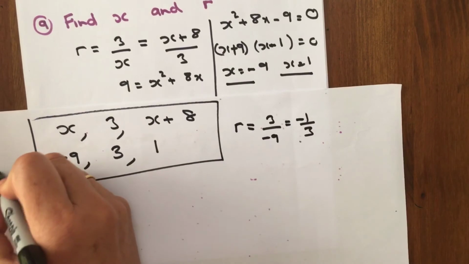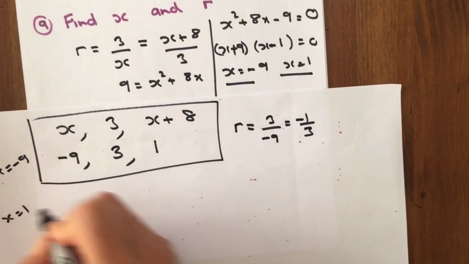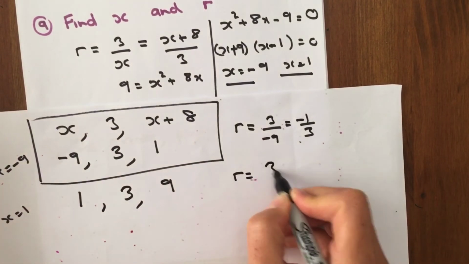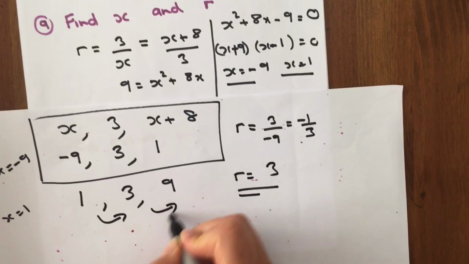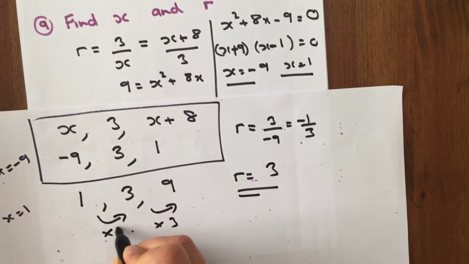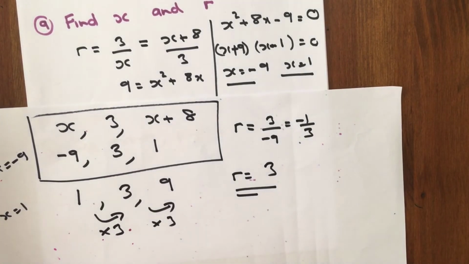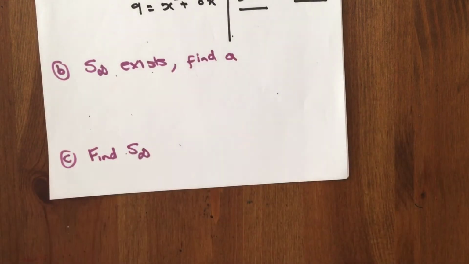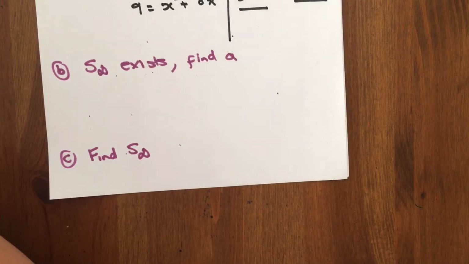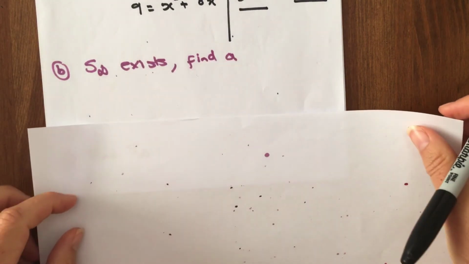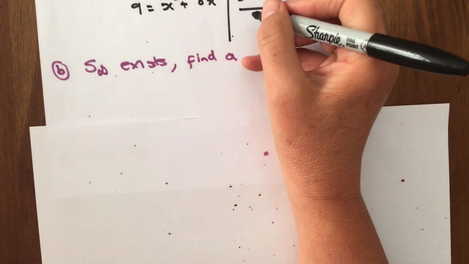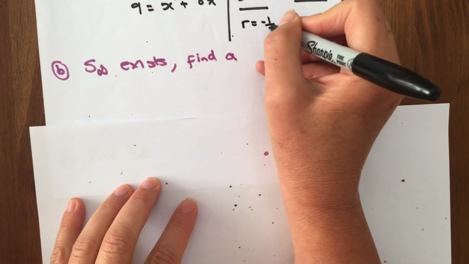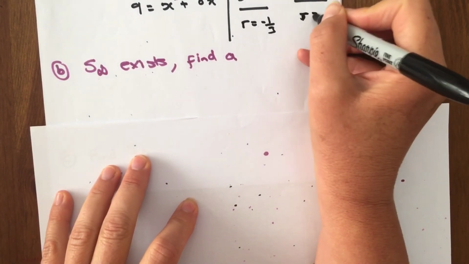What happens when x is 1? I have this, this, and this. So you can see R is 3. I'm timesing by 3 from term to term. Right, now it says, given that the sum to infinity exists, find A. So let's just recap what our answers were before. When x is -9, R is -1/3, and here R is 3.